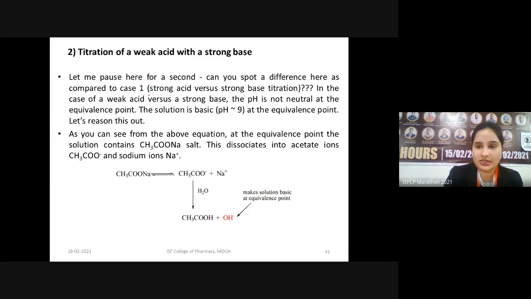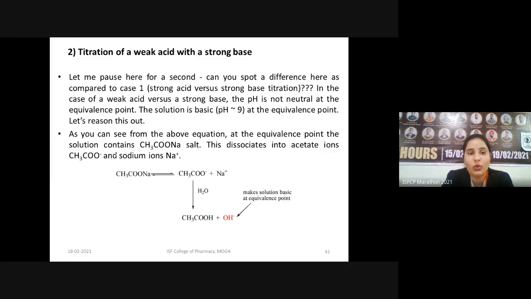In the case of weak acid versus strong base, the pH is not neutral at the equivalence point. One very important difference between the titration of a strong acid with a strong base and that of a weak acid with a strong base is that at the equivalence point, the pH is not neutral. In the case of strong acid and strong base, the pH was neutral, but in the titration of a weak acid and a strong base, the pH at the equivalence point is not neutral. The solution is slightly basic at the equivalence point.